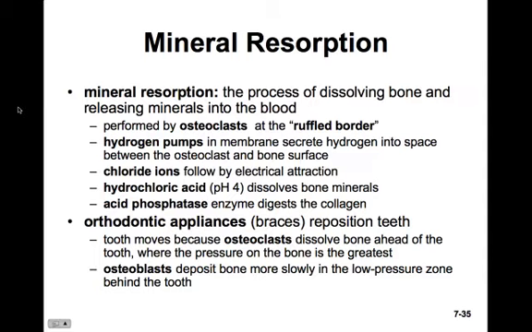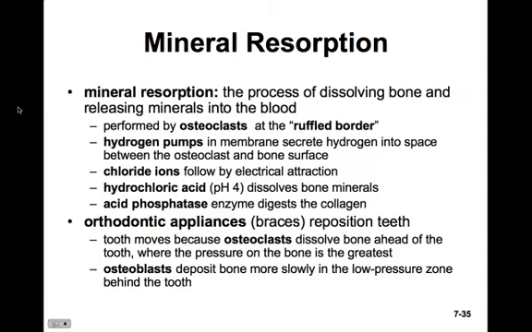Now, we frequently use orthodontic appliances like braces to reposition our teeth. The tooth moves because of a balance of osteoclast and osteoblast activity. When you're pulling on the tooth, the osteoclasts are going to dissolve the bone ahead of the tooth where the pressure on the bone is the greatest. And then osteoblasts actually deposit more bone slowly in the lower pressure zone behind the tooth. This causes the tooth to actually be permanently moved by the braces.